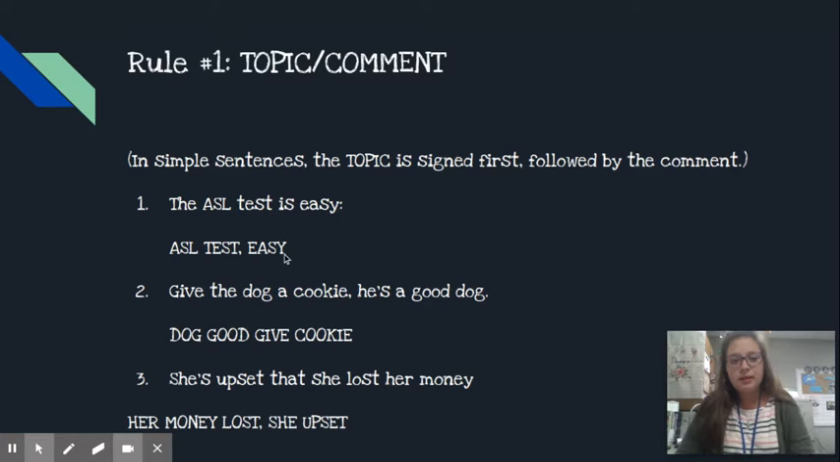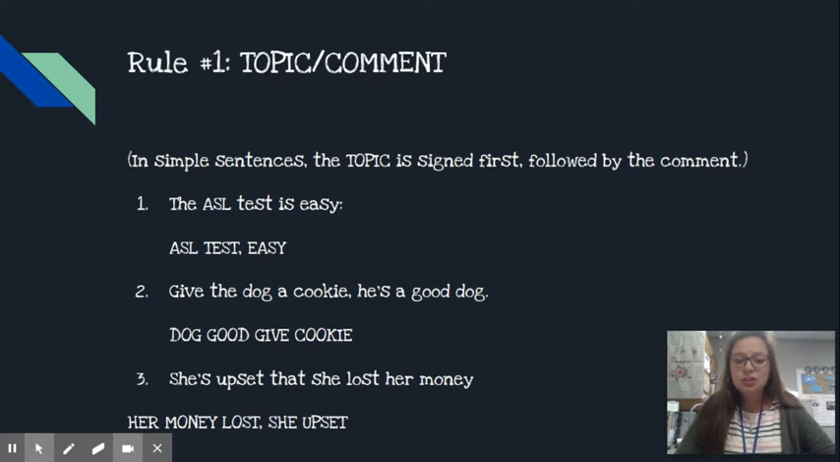And so remember, these have examples. So in English, the ASL test is easy. ASL test, easy. So ASL test was the topic. The comment was that it was easy. Number 2, give the dog a cookie. He's a good dog. Dog, good. Give cookie. So they set it up with pronominalization. So the dog's first. So dog, he is good. Comment, let's give him a cookie.